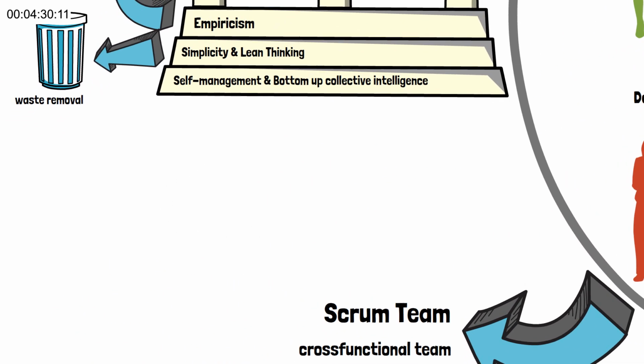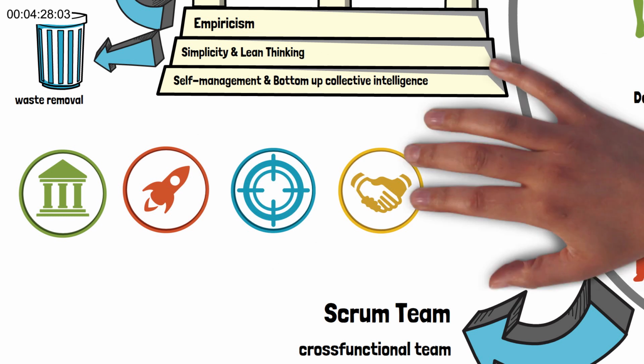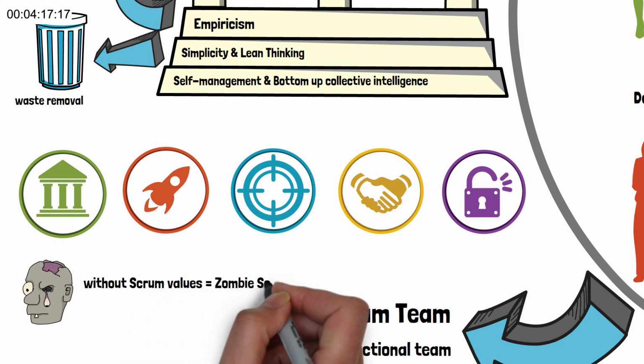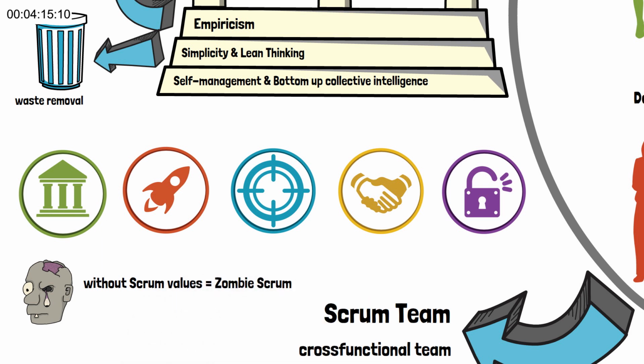The Scrum values, that is commitment, courage, focus, respect, and openness, are the soul of Scrum. The Scrum team and everyone in the company who interacts with them live the Scrum values. Without Scrum values, companies oftentimes will end up implementing zombie Scrum or mechanical Scrum.